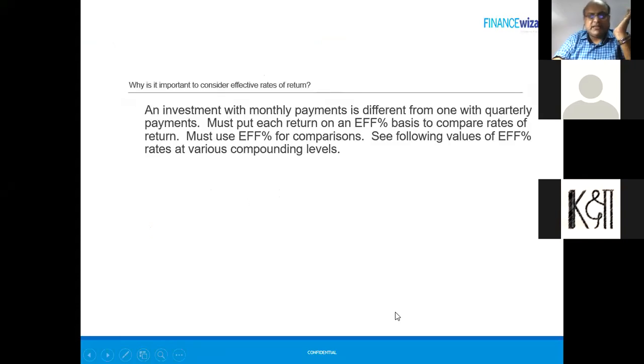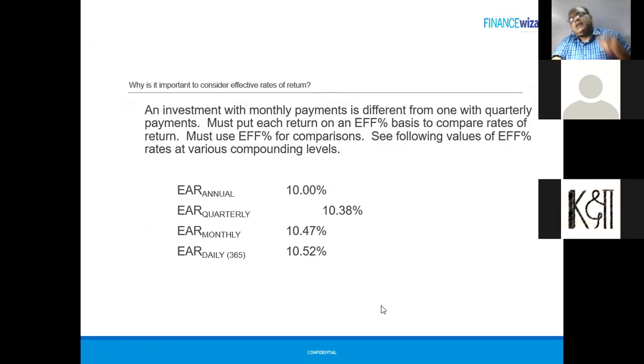This is an important concept. I have already shown you. Effective annual rate 10%, compounded annually would be 10%. 10% compounded quarterly would be 10.38%. 10% compounded monthly, the effective rate would be 10.47%. And 10% if compounded daily would be 10.52%. If the principal is 1 crore, just look at the amount.